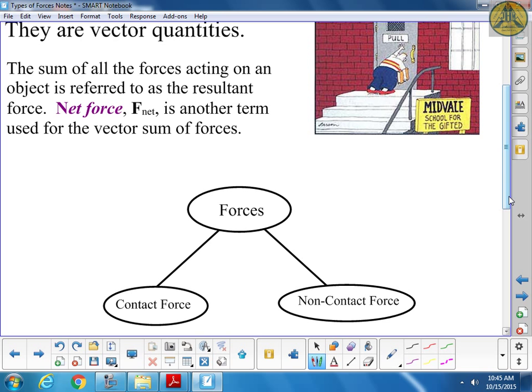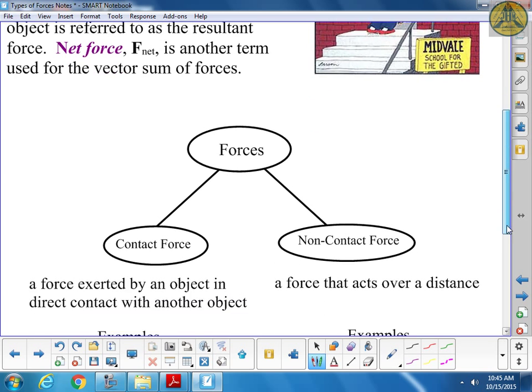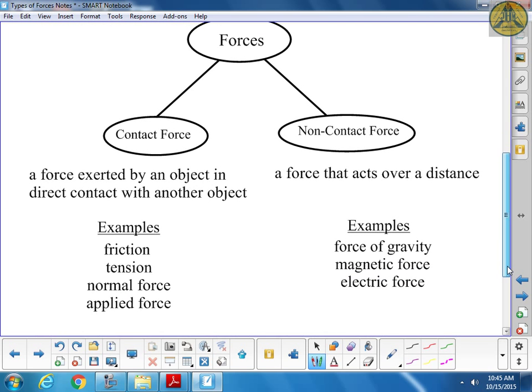Forces break down into two types, contact and non-contact. Okay, so friction, applied force, tension, normal force, all of those forces, there has to be physical contact between two masses. Other forces that are non-contact: your force of gravity, your magnetic force, your electric force. So if you've got two magnets and they repel each other or attract, you do not have to have anything between them. They don't have to touch. They would work in the vacuum of space. Same thing with electric. If you had two balloons that were oppositely charged in an area where there's no air, they will still attract each other.